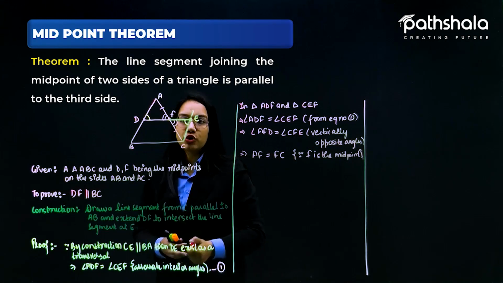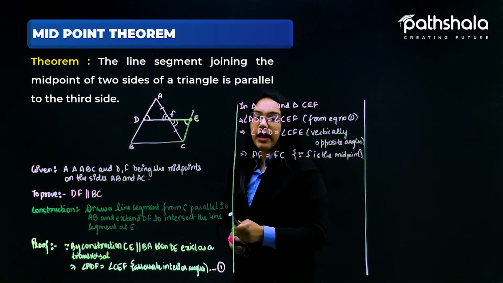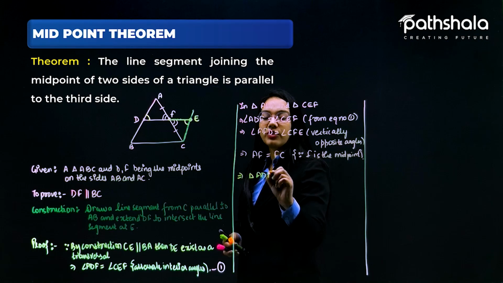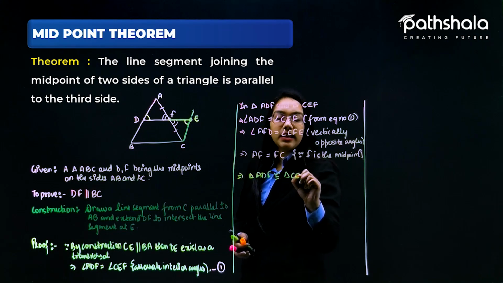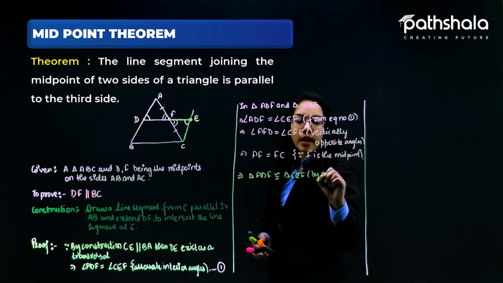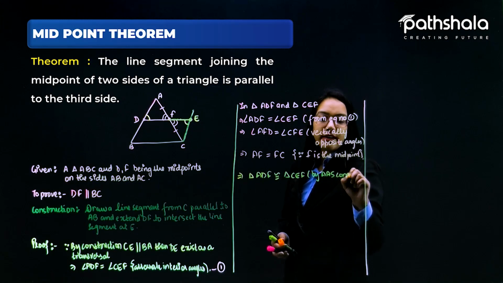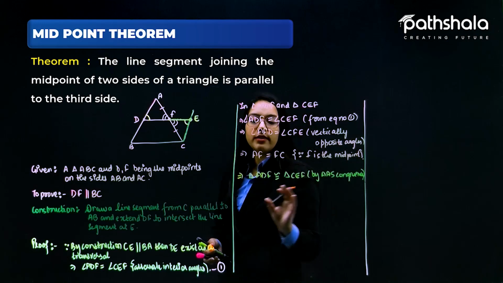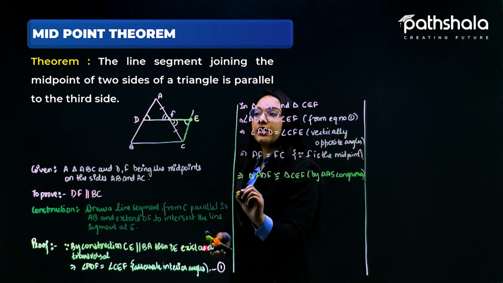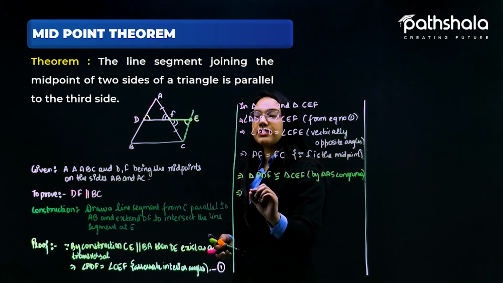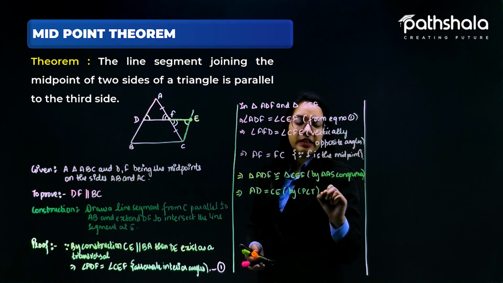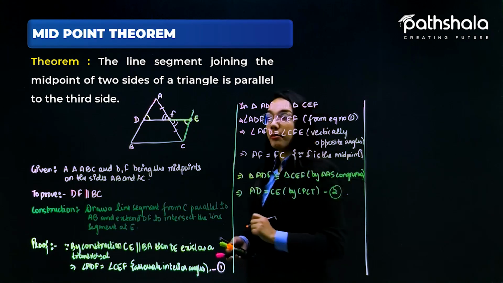So what can we say about these two triangles? By these three conditions, triangle ADF is congruent to triangle CEF by the AAS congruence criteria. If they are congruent to each other, it implies that AD is equal to CE by CPCT. Let's call this equation number 2.